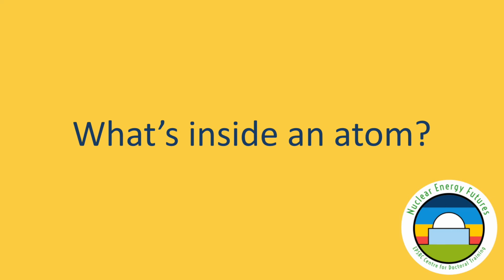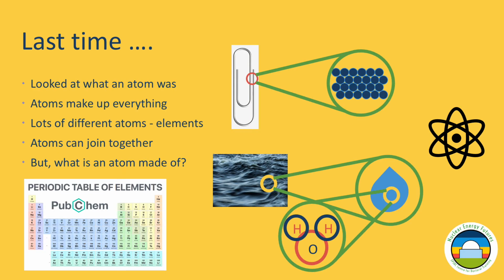In this video, we're going to delve deeper and have a look at what is inside an atom. Last time, we looked at atoms. Atoms make up everything in the world, and there are lots of different types of atoms. Each have their own name, and they're called elements. Our atoms can join together to make lots of different things. But what is an atom made up of?